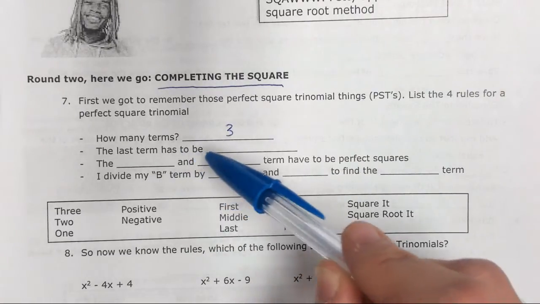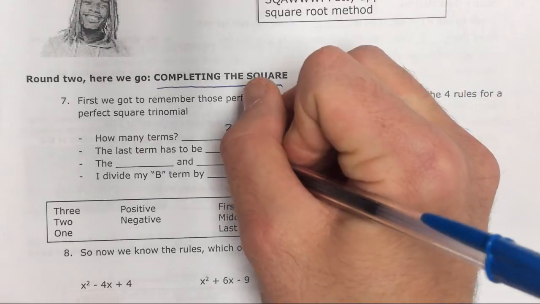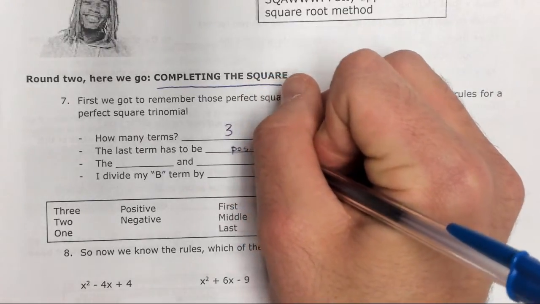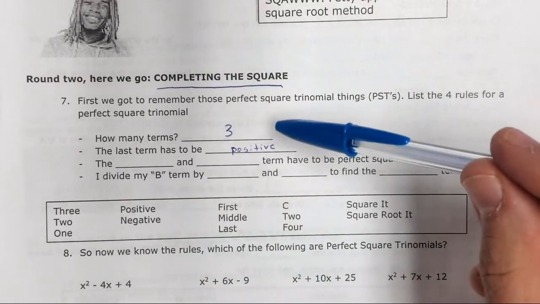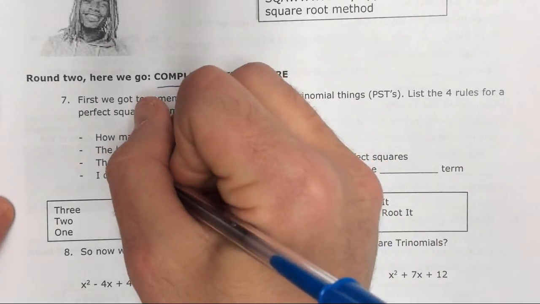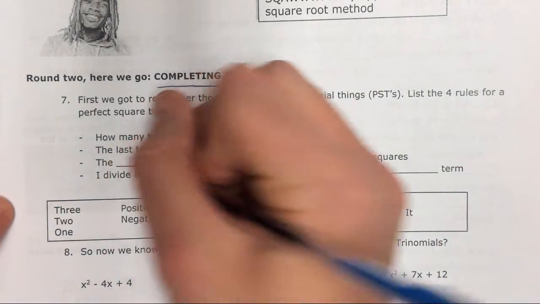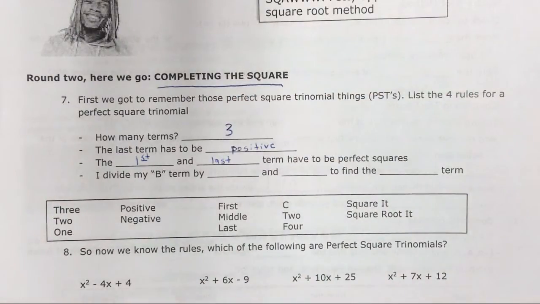The last term has to be what? Has to be positive. So those are my first 2 rules. Has to have 3 terms, has to be positive. Now the first and the last term have to be perfect squares. Remember, the first term has to be a perfect square, and the last term has to be a perfect square.